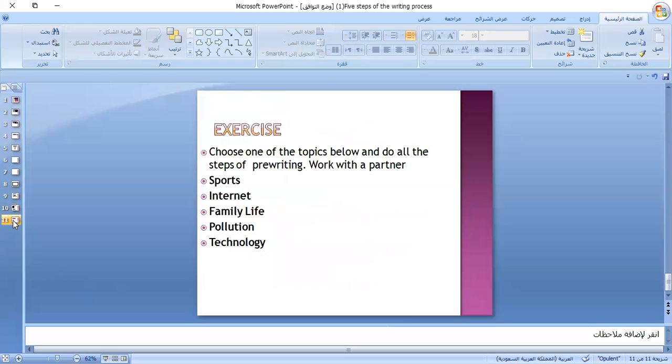Now, before we pass to the next lecture, we have to do an exercise. Practice makes perfect. Choose one of the topics below and do all the steps we have just done. Work with a partner. You have sports, internet, family life, pollution, and technology. Choose one, work together, and do all the steps from analyzing the topic, recognizing the audience, sources of information collection, and so on. All of the narrowing, brainstorming, clustering, outlining. You have to do all of these things before we go to the next step, which is drafting or composing. Thank you very much.